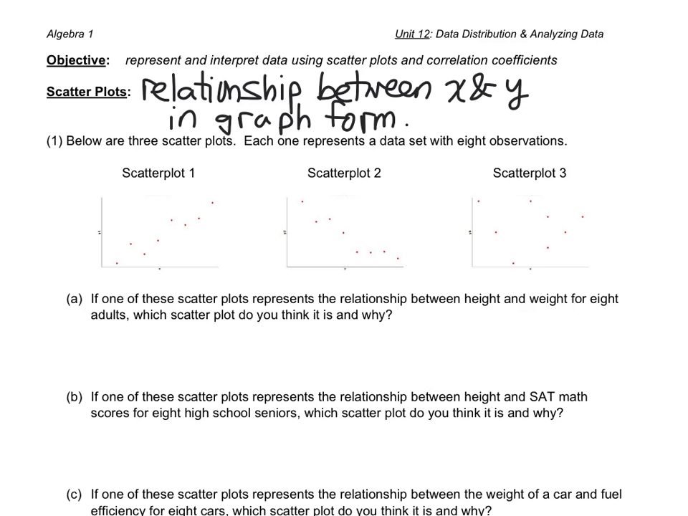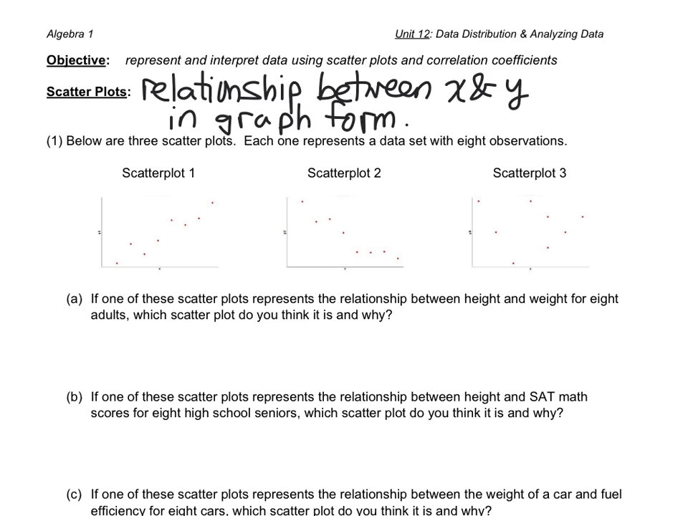All right. So you have two variables. One is x, the other is y. So it's a question of, well, what's the relationship? All right. So you have your three scatter plots. And then your first scenario, if one of these scatter plots represents a relationship between height and weight for 8 adults, which scatter plot do you think it is and why?